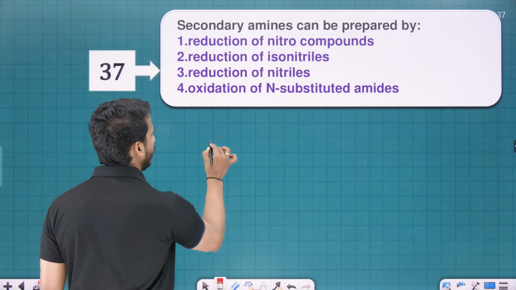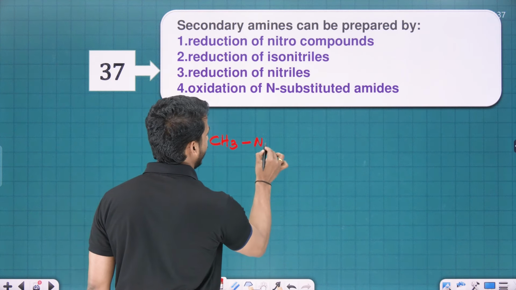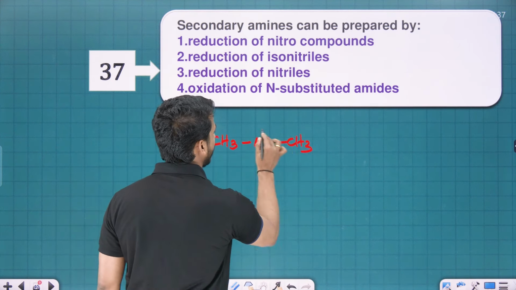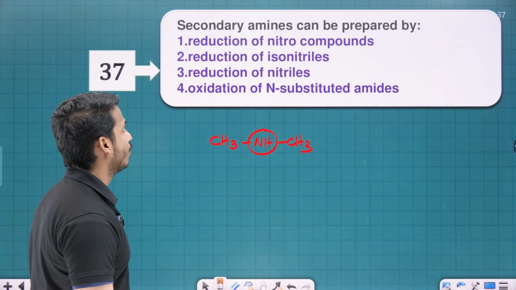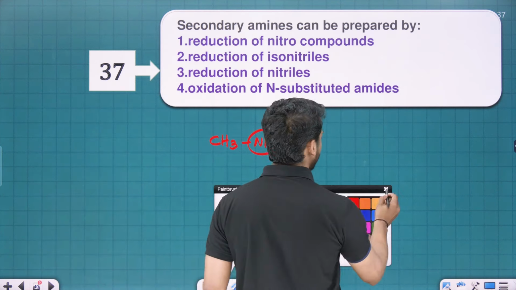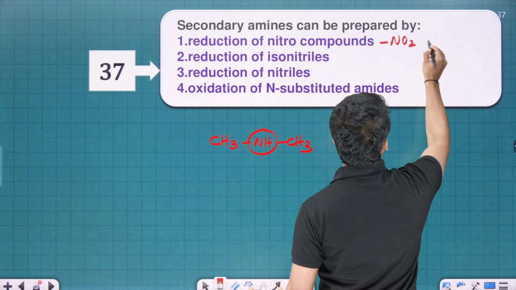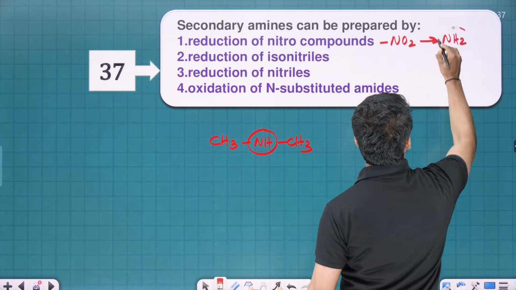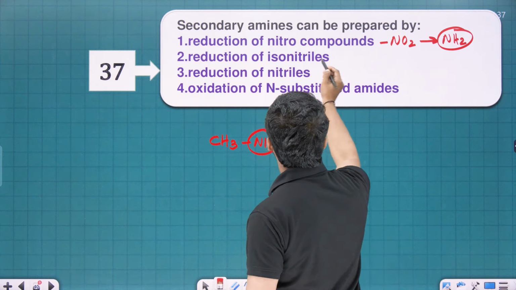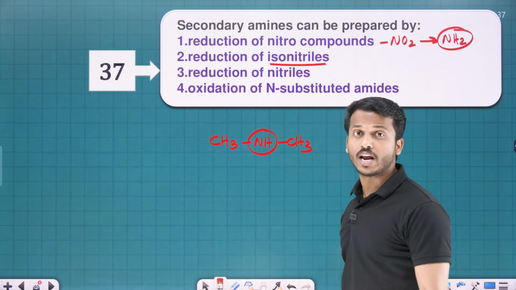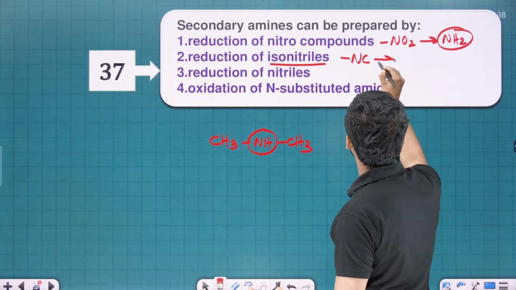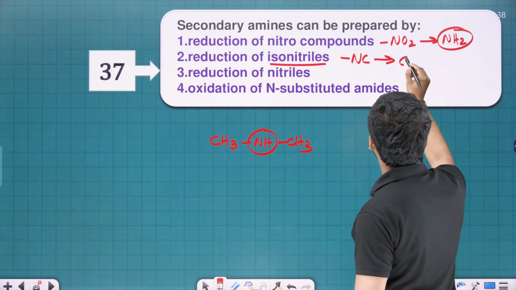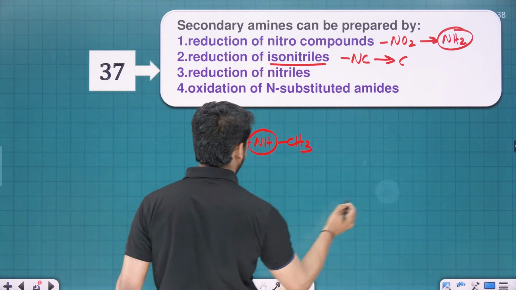Now, secondary amines can be prepared by. What does secondary amine mean? For example, CH3NHCH3. A secondary amine can be prepared by which reaction? Reduction of nitro compound? No. We know nitro compound on reduction gives primary amine. Reduction of isonitrile. What do you mean by isonitrile? Isocyanide. Yes, dear all. Isocyanide on reduction you will get a secondary amine. This is the theory I will just tell you.